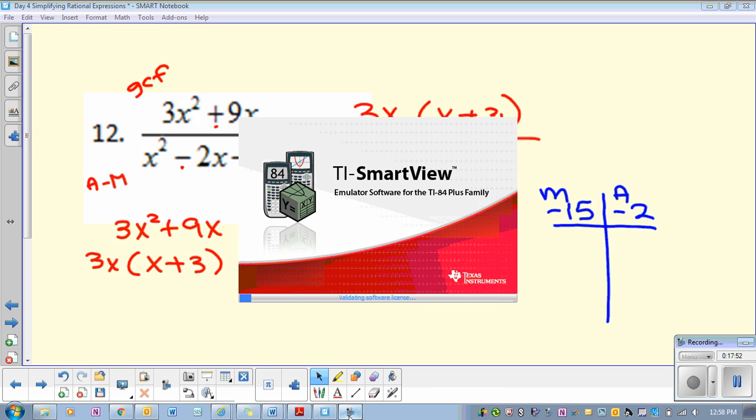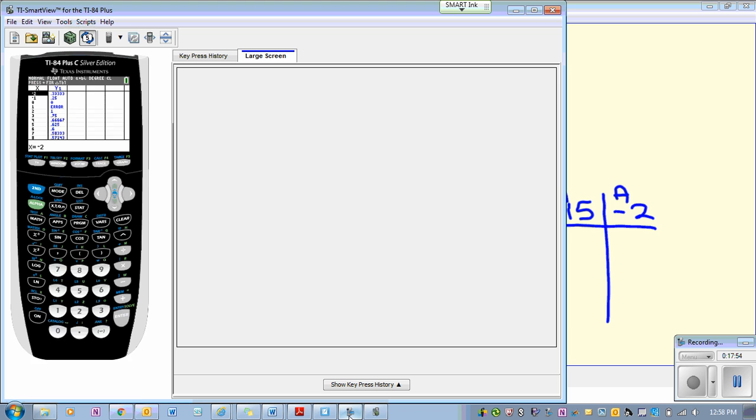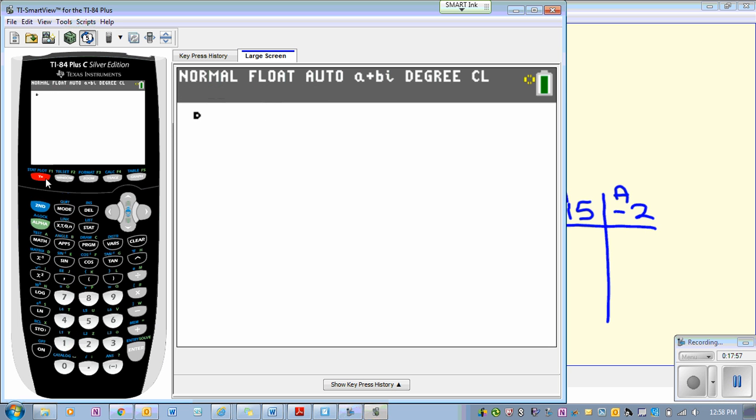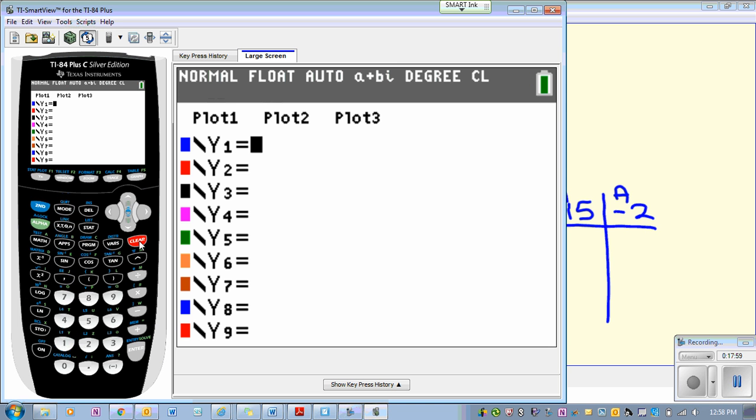So what you need to do, if you don't remember how to find the numbers for your m, is you want to go into y equals, and you want to put in your m number, which is negative 15, okay? And then do divided by x.